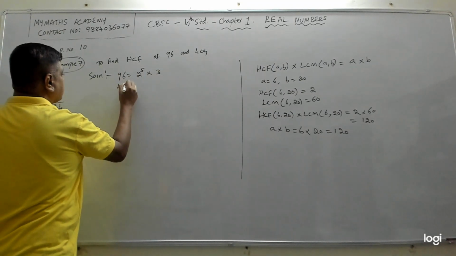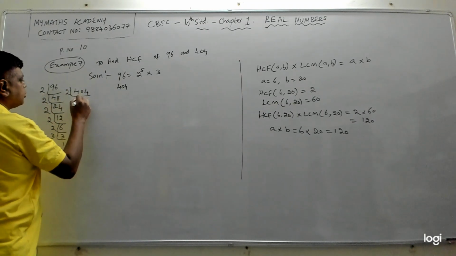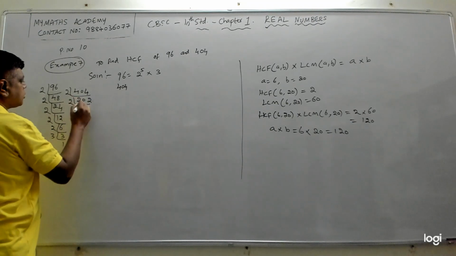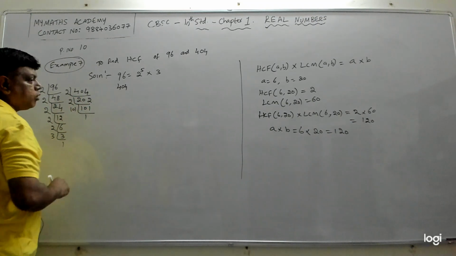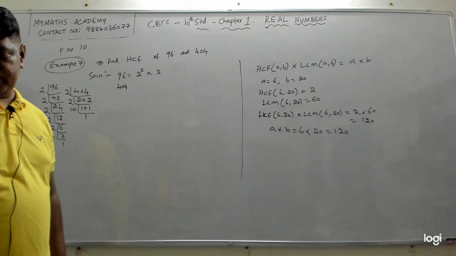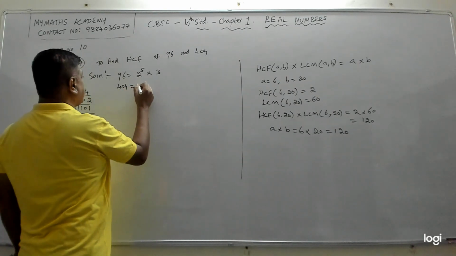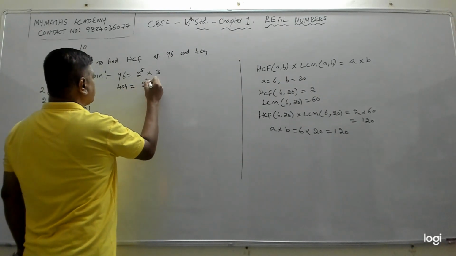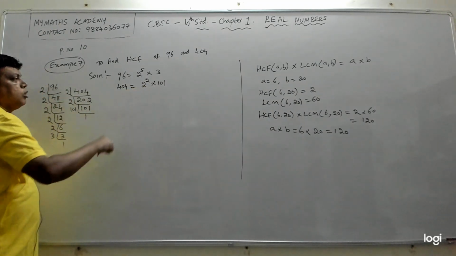Now 404. 404 can be written as 2 times 202, again 2 times 101. I think 101 is a prime, so it will go in 101 only 1 time. Fine. So your 404 can be written as 2 power 2 into 101. 2 into 2, 2 power 2. So 2 power 2 into 101.